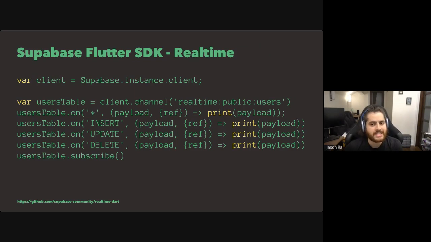So here you can see some examples for listening to everything, which is star, or listening just to inserts, just to updates, just to deletes. So you can dynamically control your UI. And you can subscribe and unsubscribe so that in certain parts of your application, you can listen to these real-time changes, and in other places you could shut down those subscriptions. Don't waste resources. So it lets you build really highly reactive real-time applications, like a chat application, for example.